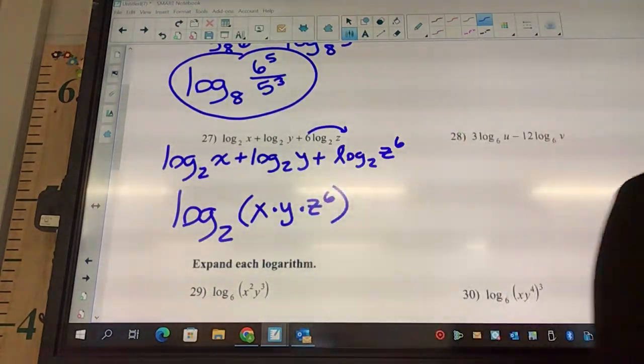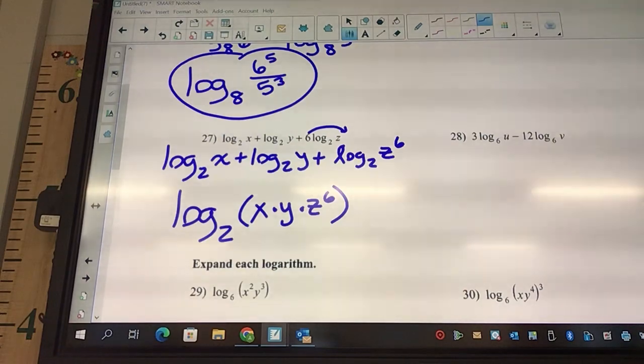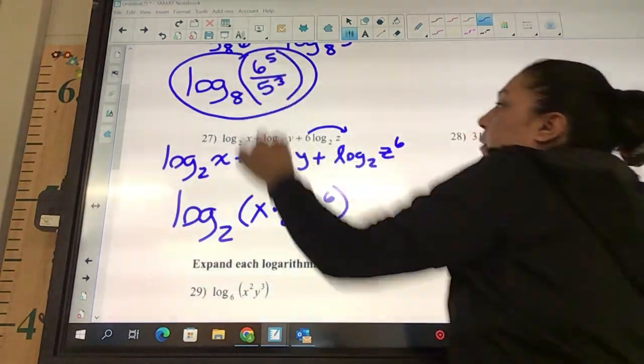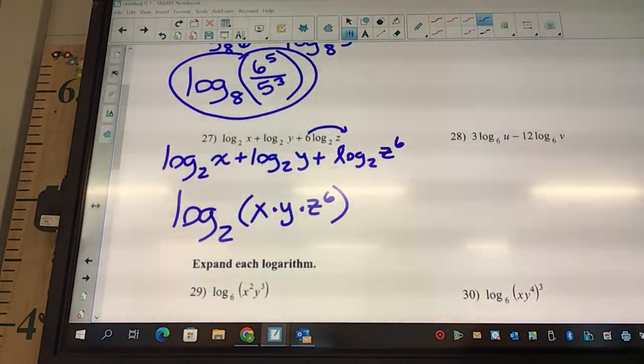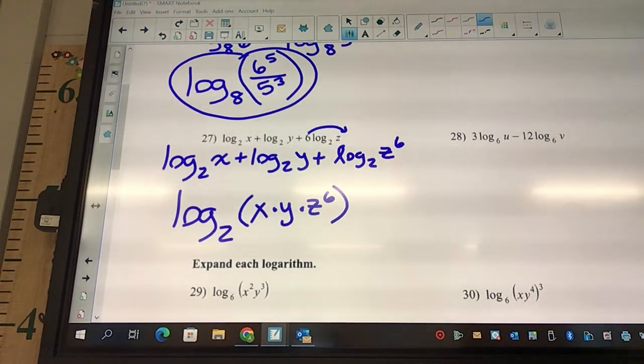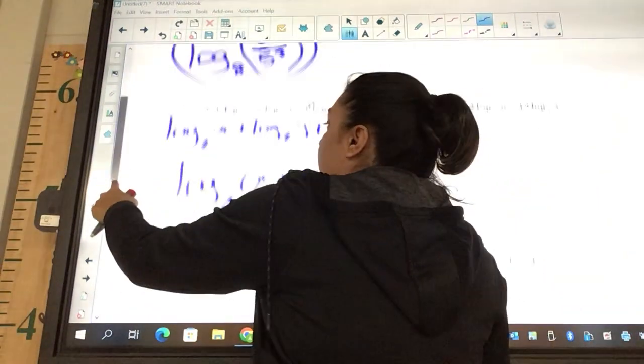And I don't care if you use the times there, and you don't need the parentheses, I just put them, but you can even put them on here. I think sometimes it looks better and keeps it a little bit more organized, I would say. That's it. Okay, expanding the logs.